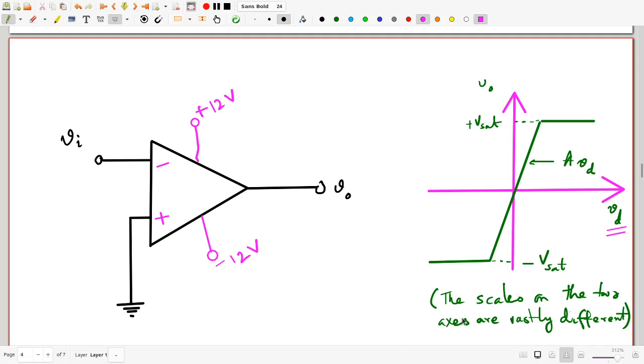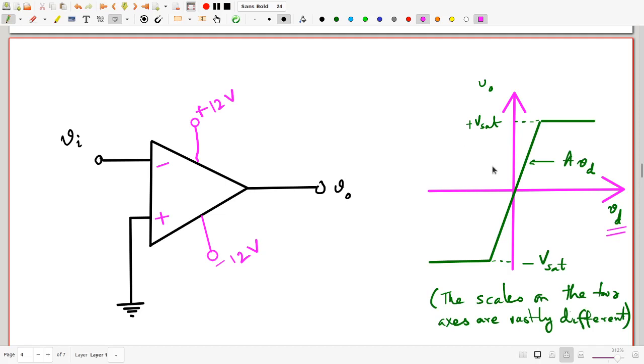Let me emphasize what is written here. The scales on the two axes for Vo and Vd are actually very different. Remember, the gain of the op-amp, the slope A, is huge. It's around 20,000 or so. So if you were to plot Vo and Vd on the same scale, the linear part of the graph would have been nearly vertical. It's actually slightly tilted, but that tilt would be so small that you would not be able to see it if the scales were identical.